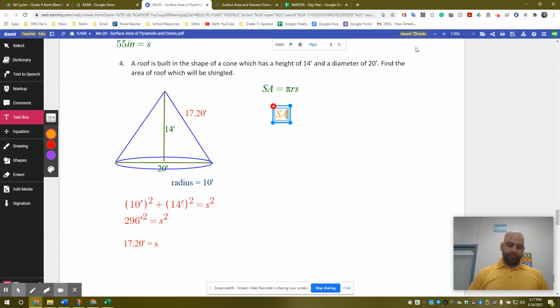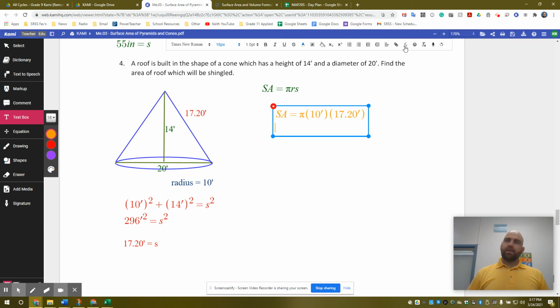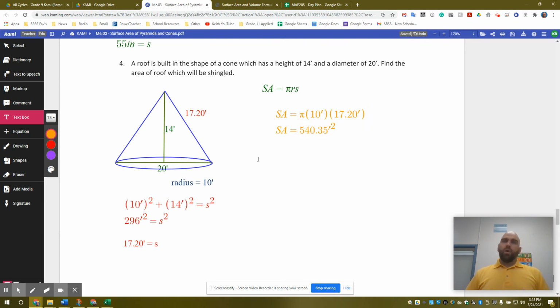So surface area is equal to pi times the radius, 10 feet, times the slant height, 17.20 feet. And we're going to get a surface area or a lateral area of pi times 10 times 17.2, 540.35 feet squared. This is our surface area of our shingle. So what we can say here, and again, we're always going to put everything to 2 decimal places when at all possible, or unless it asks otherwise.